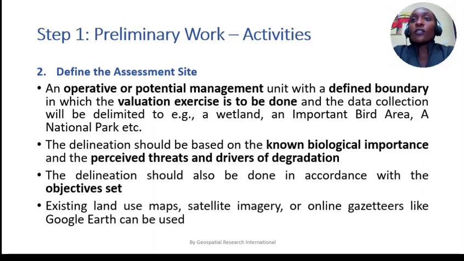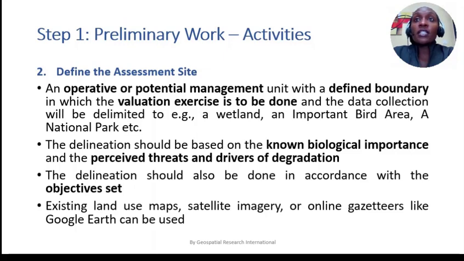So the delineation of the site should be based on one, the non-biological importance of the degraded ecosystem, and two, the perceived threats and drivers of degradation. The delineation should also be done in accordance with the objectives set at the onset of the preliminary work. For example, if the degraded ecosystem is a wetland, the operative site would definitely be either the wetlands catchment area or the wetlands downstream area that is prone to flooding, or even both, depending on what exactly the objectives of your assessment is trying to achieve.